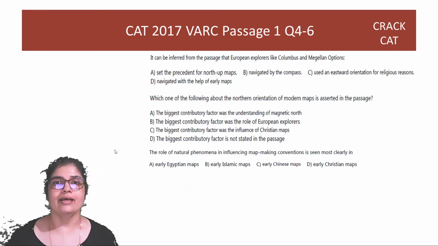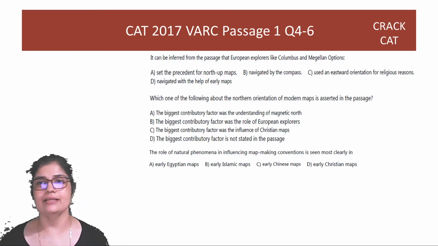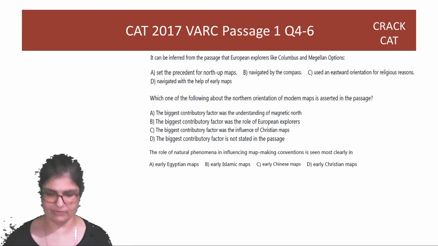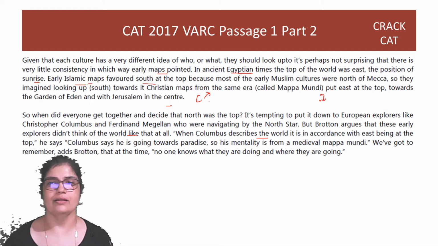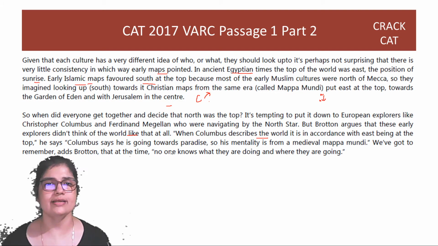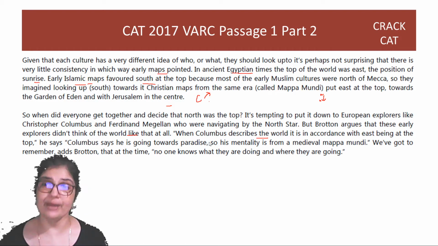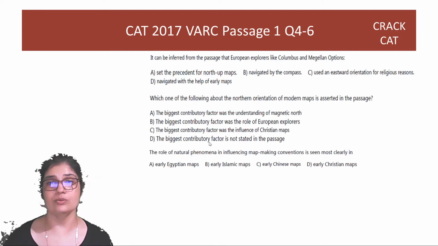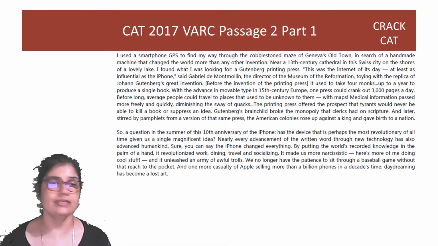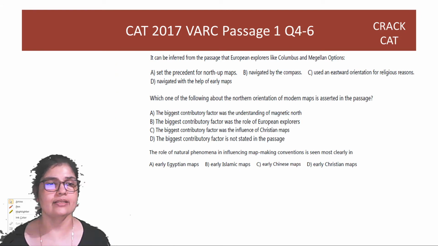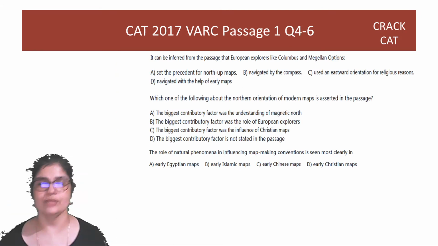Next. It can be inferred from the passage that European explorers like Columbus and Magellan set the precedent for north up maps. No, so if you go back, right, where these guys are mentioned, yeah, it's tempting to put it down, argues that they did not put the north at top. They wanted east to be at top because they believe that that's where paradise is. Okay, that's how these two guys are mentioned. So they didn't get the north up maps, right? So A is wrong.